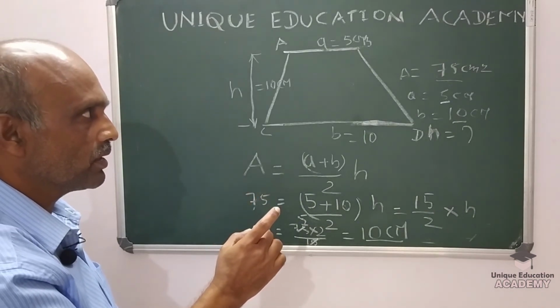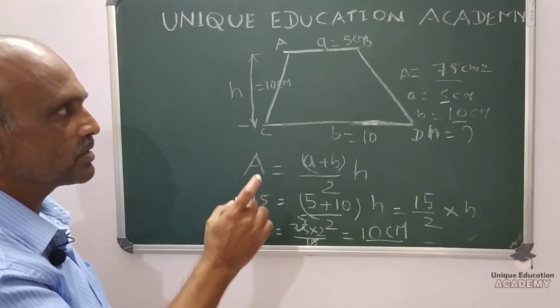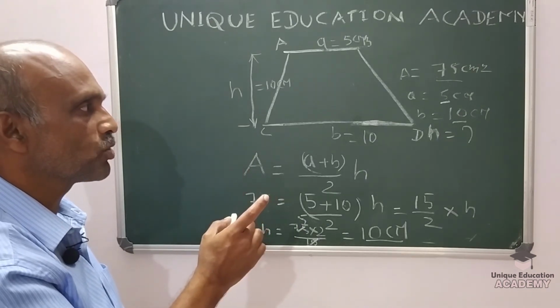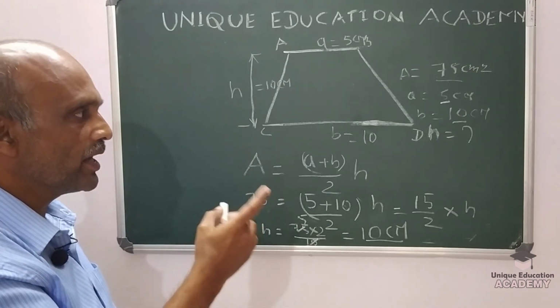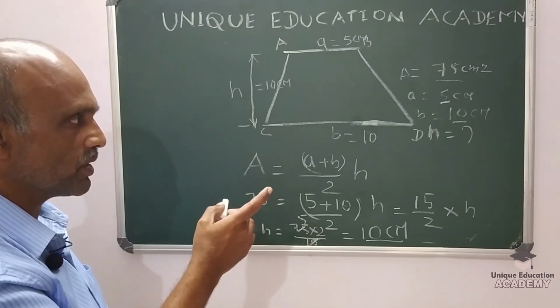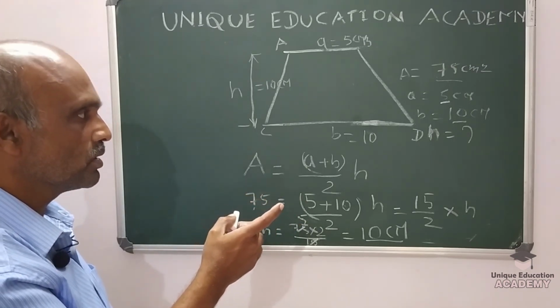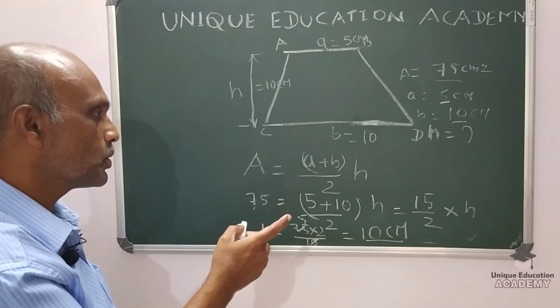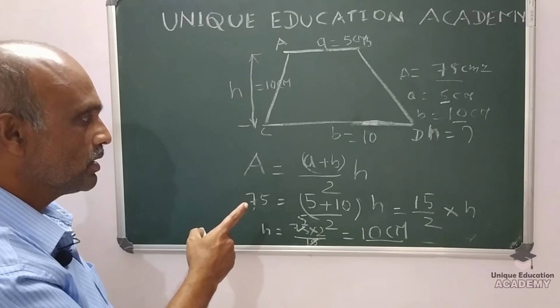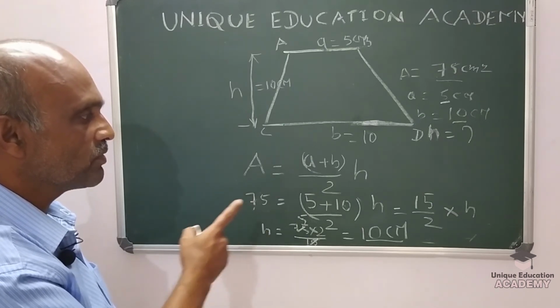Another type of problem will be that area will be given to you and the length of the two parallel sides will be given to you, and height may not be given. In such a case h may be asked to find out. In such a case what you have to do is substitute the values of a, b, then you can find the value of h.